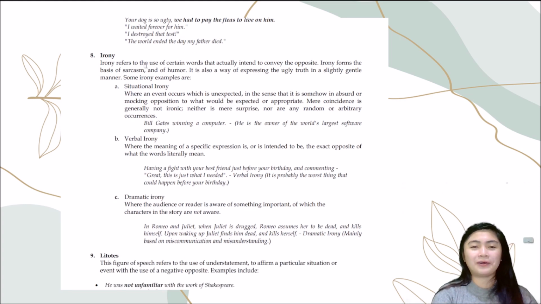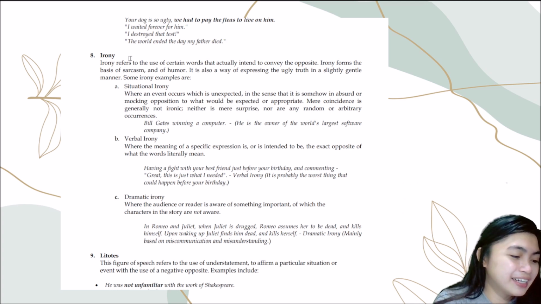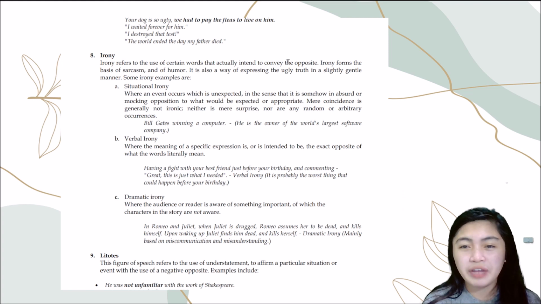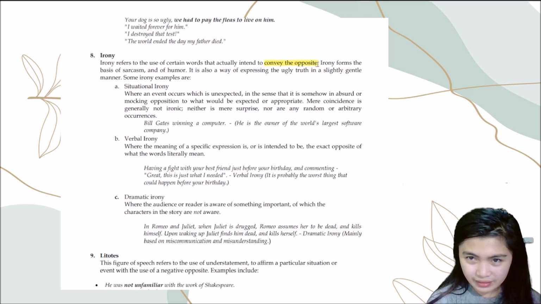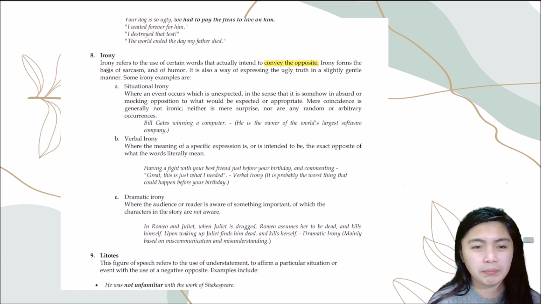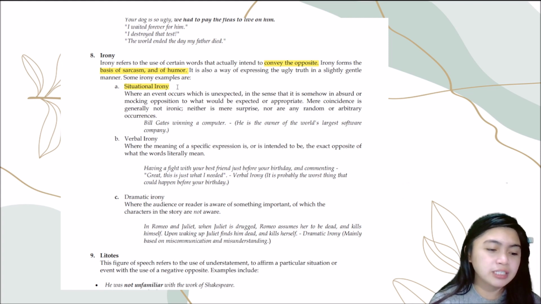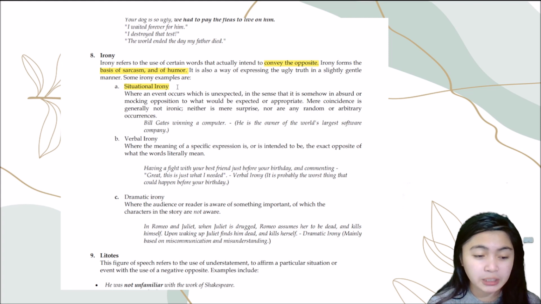Okay, let's move on to irony. This is about the opposites naman. Okay, to convey the opposite. So, this is a basis of sarcasm or of humor. So, we have 3 types of those. You have situational, verbal, and dramatic. Now, what is situational? Situational is when the opposite of what is expected happens.